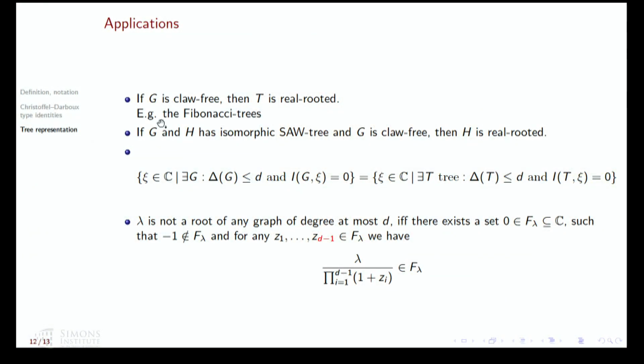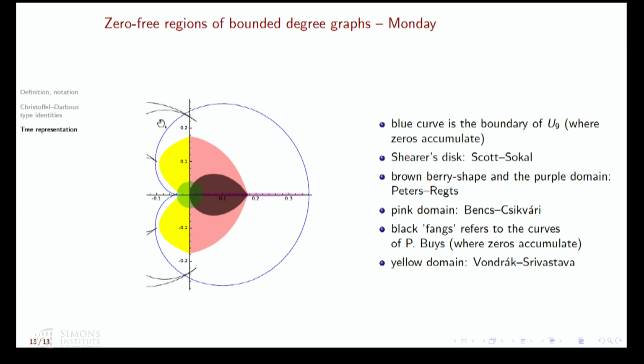Okay? So in other words, if we are aiming for a root-free statement, saying that lambda is not a root for any graph of degree at most d, it is equivalent to the fact that we can find a set which contains 0, doesn't contain -1, and is invariant under this map, where we are specifying only d minus 1 variables. And this is enough to check. We don't have to wriggle one more step. And I think this is how far it goes.